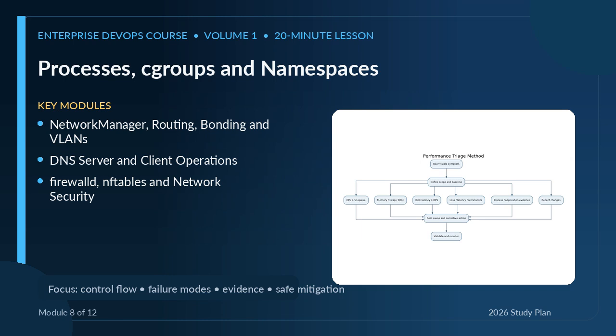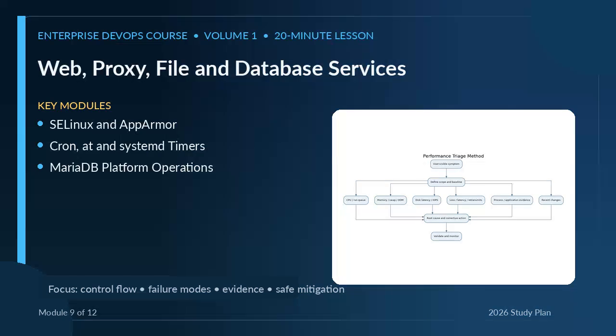In an interview, explain the design choice, the most likely failure mode, the evidence you would collect, and the safest mitigation before making a permanent correction. Web, proxy, file and database service. The module on SELinux and AppArmor establishes the following ideas.